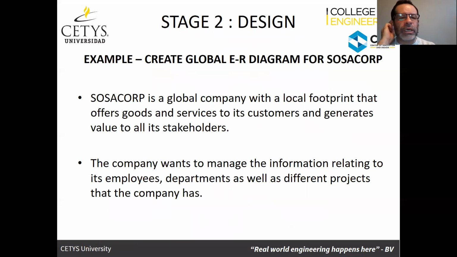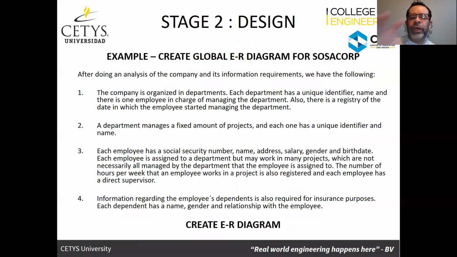So let's look at an example. Again, we were talking about Sosacorp, a company that does product services. It wants to have a system that manages the information relating to its employees, departments, as well as different projects. We had already identified that the company is organized in departments. Departments have identifiers and names. There's an employee in charge of the department. A department manages a series of projects. Each of these also has a unique identifier and name.